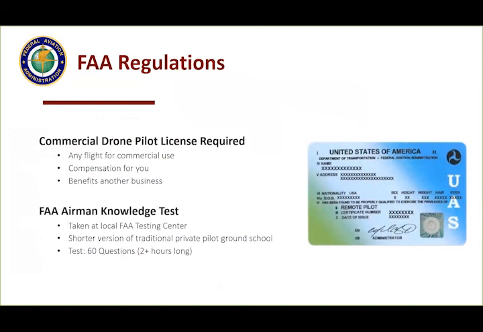Now, in addition, if you're working for government, you're probably going to be getting a certificate of authorization waiver, or a COA. And you're going to be getting insurance for your flights, and that insurance is going to predicate whether you have a pilot's license. Now, in order to get the pilot's license, you're going to have to go to an FAA center and take the Part 107 written exam.